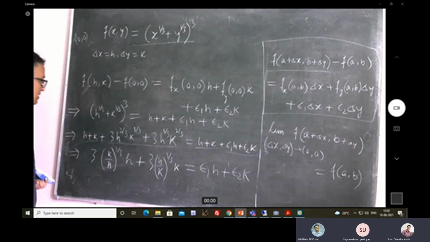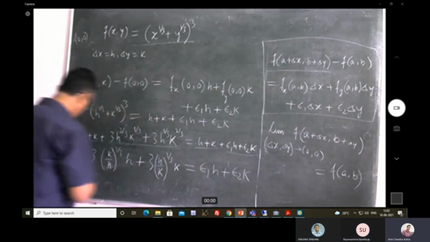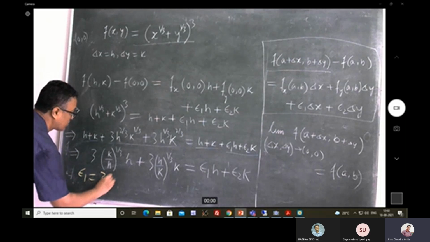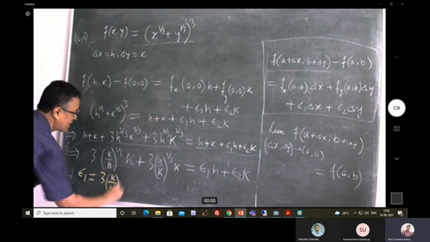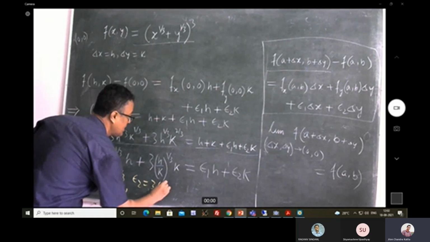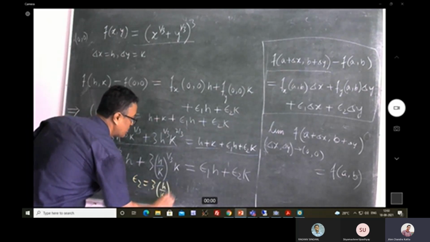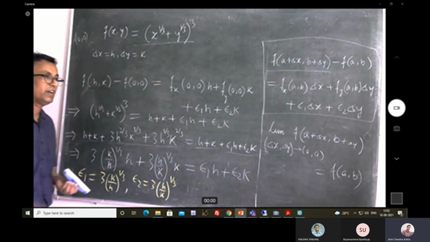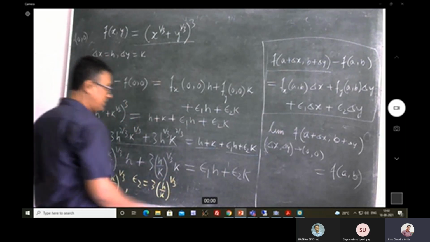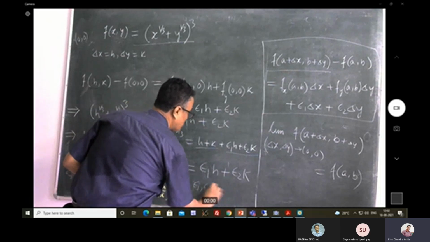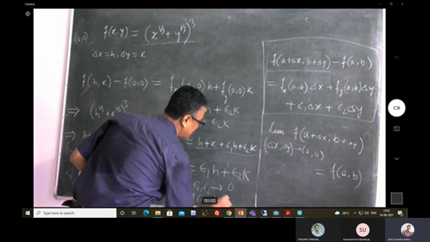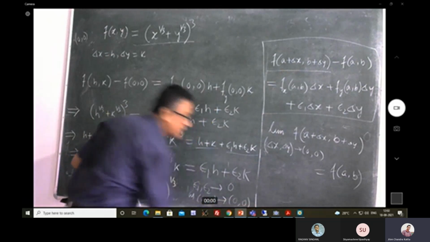So for this to be valid, what must happen? That means epsilon 1 must be equal to 3 into (k/h) to the power 1/3, and epsilon 2 equal to 3 (h/k) to the power 1/3, right? So if the function is to be differentiable at the point (0, 0), what must happen? Epsilon 1 and epsilon 2 must tend to 0 as (h, k) tend to (0, 0) simultaneously.